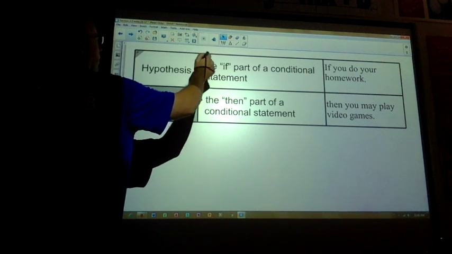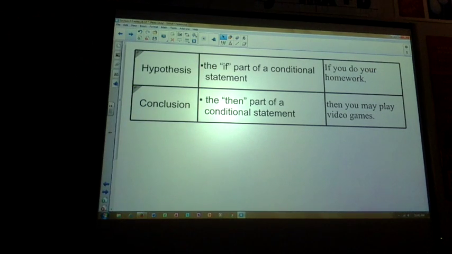All right. So, hypothesis: the if part of a conditional statement. If you do your homework. Conclusion: the then part of your conditional. Then you may play video games.